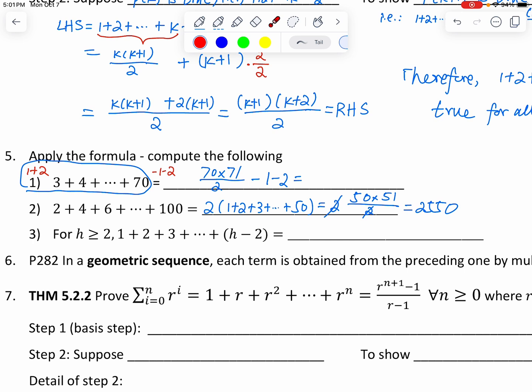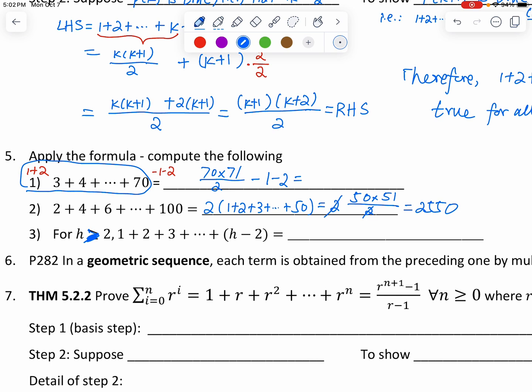And finally, suppose h is any number greater than or equal to 2. Actually greater than 2, I'm sorry. So strictly greater than 2. It cannot be equal to 2. If it's equal to 2, this h minus 2 is going to be 0, which is less than 1, right? So sorry about that, just strictly greater than 2.